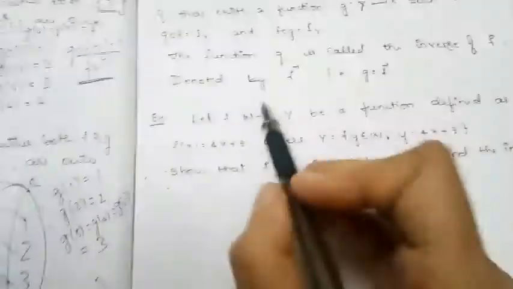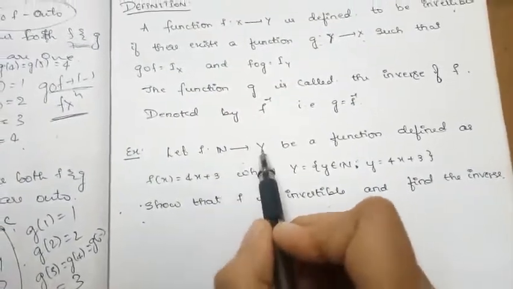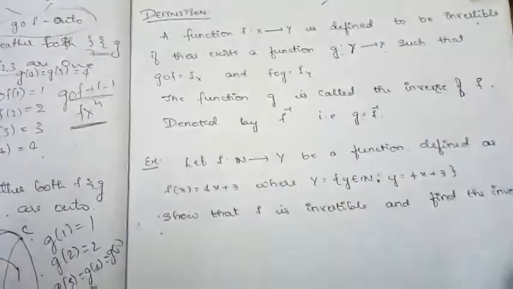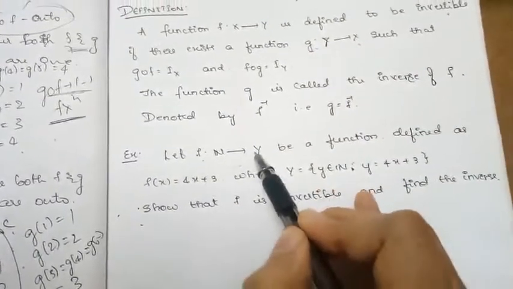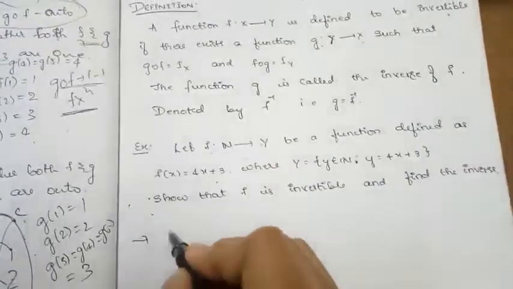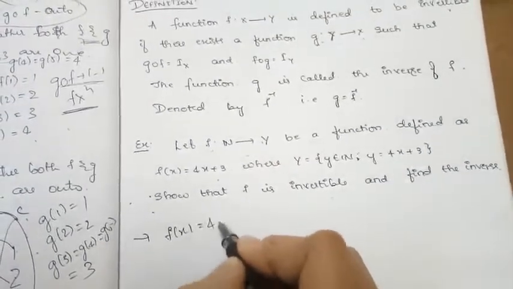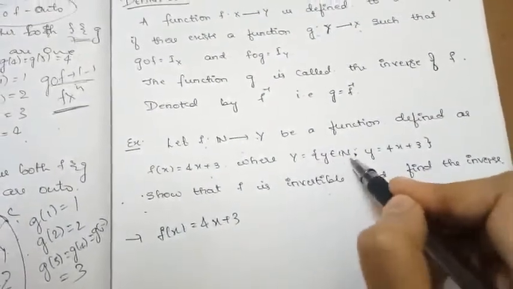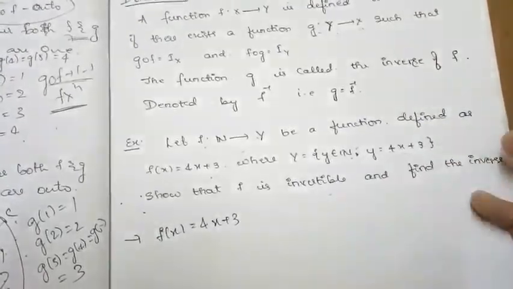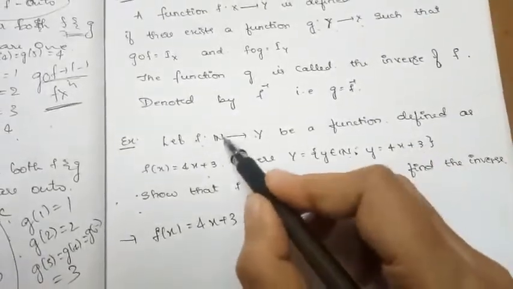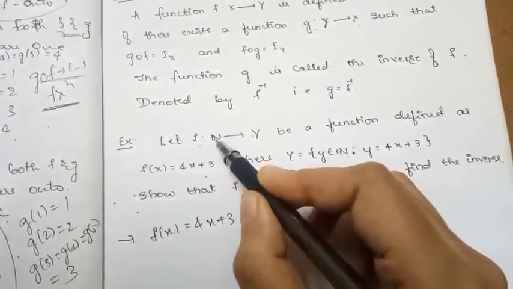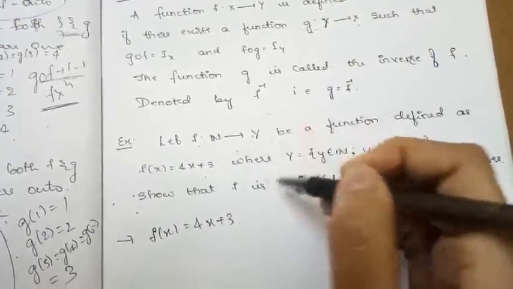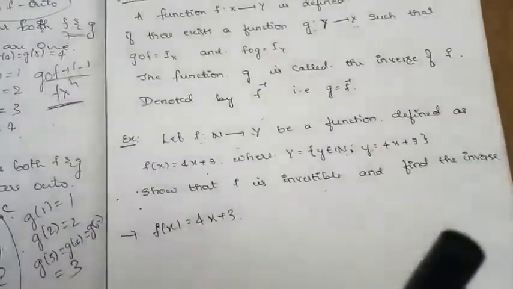So you can see here function f from N to Y, where N is the set of natural numbers. So X to Y, here X is nothing but the set of natural numbers. The function is defined as f of x is equal to 4x plus 3, and the set Y they have defined as y belonging to the set of natural numbers such that y is equal to 4x plus 3. So when you input values for x in the set of natural numbers, all the values you get are elements of the set Y. That is what the set Y is saying.